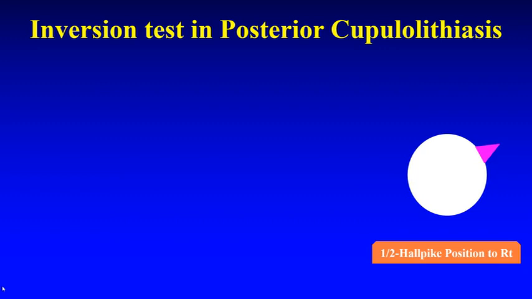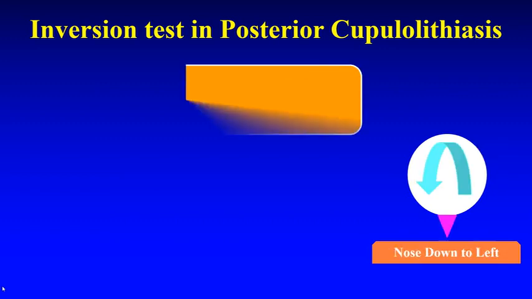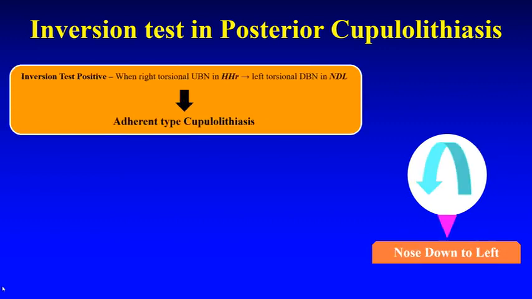Inversion test in posterior cupulolithiasis, why is it important? This is a half-Hallpike position to the right, shown with this diagram, as the nose down to the left is done. A positive inversion test means that when the right torsional upbeating nystagmus in the right half-Hallpike position becomes left torsional in nose down to the left, this is suggestive of adherent type of cupulolithiasis.